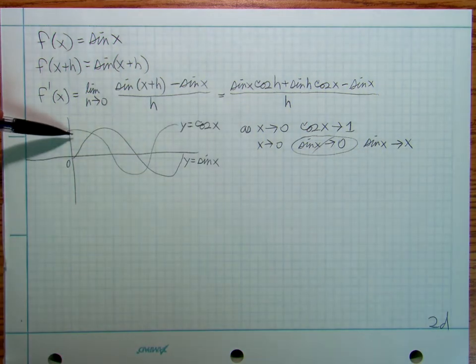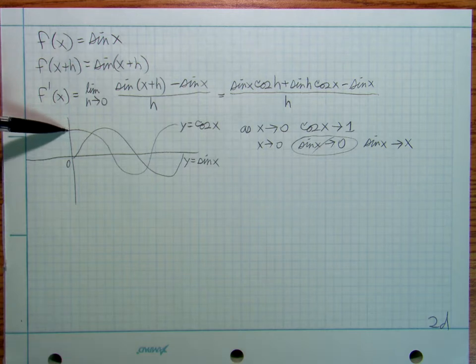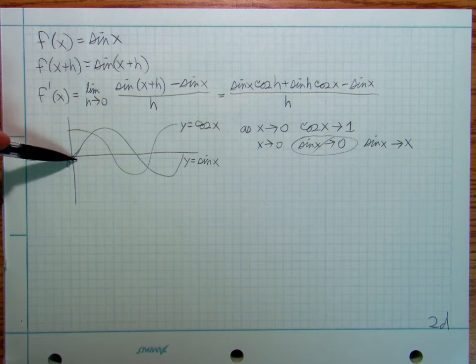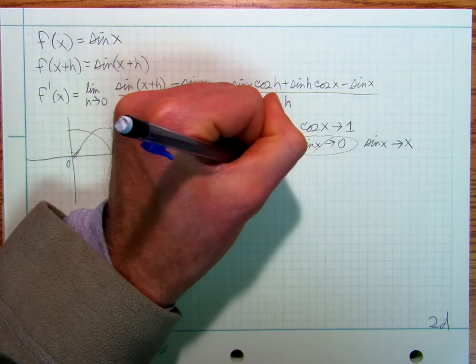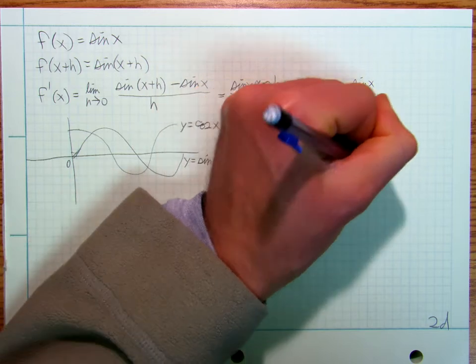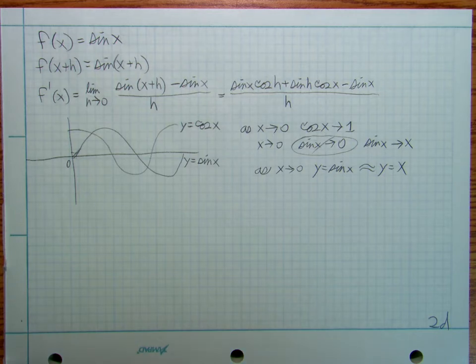Think about that. The slope of this line here, you can see that the cosine gets really, really close to 1, and then it basically just creeps up on it, gets really close to 1 and then just kind of stays basically at 1. The slope of this line is approximately 1, so that means that as x goes to 0, y equals sine x is approximately equal to y equals x. That's what I want to say.